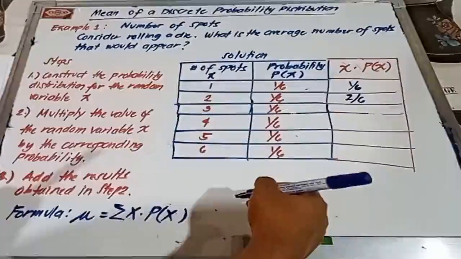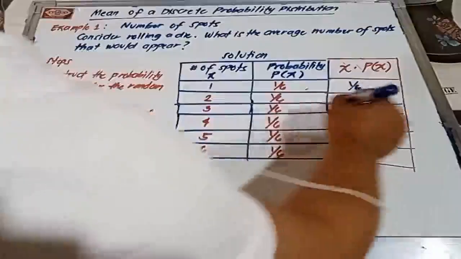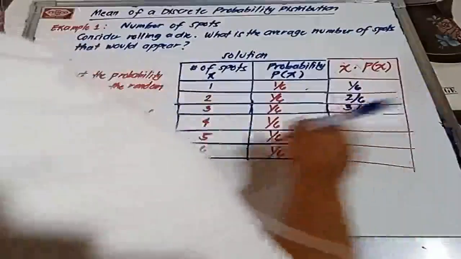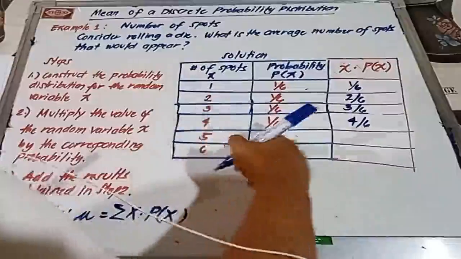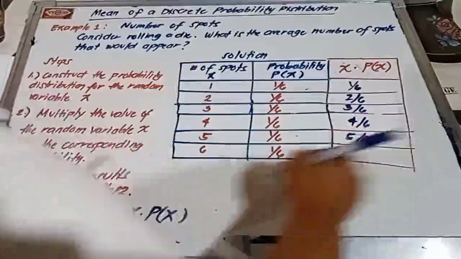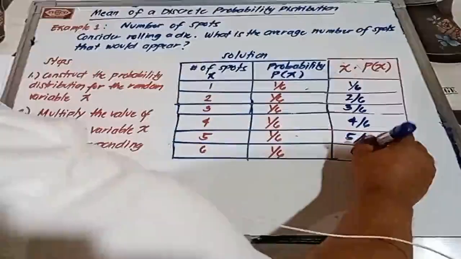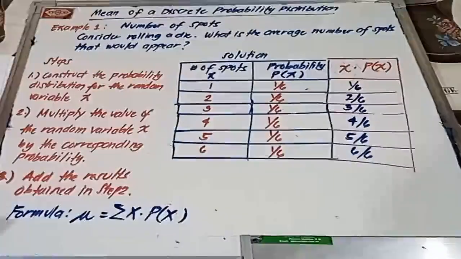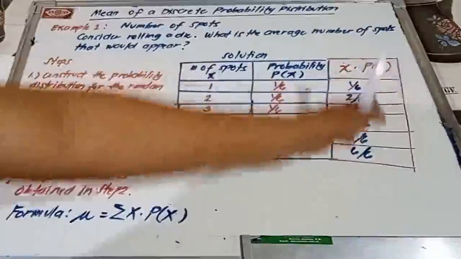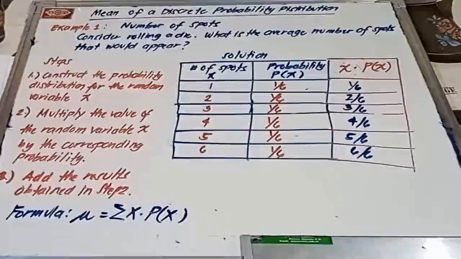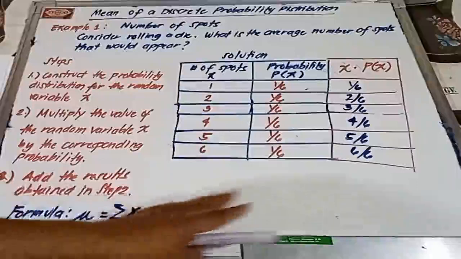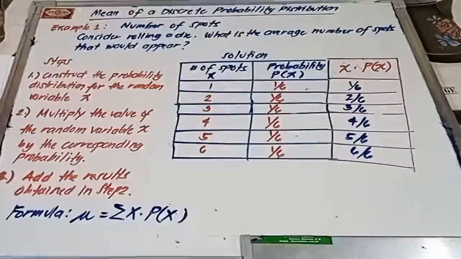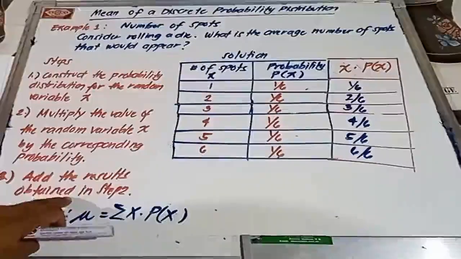Huwag na muna natin i-simplify yung fraction. 3 times 1 over 6 is 3 over 6. 4 times 1 over 6 is 4 over 6. 5 times 1 over 6 is 5 over 6. 6 times 1 over 6 is 6 over 6. Now, kaya ako hindi muna pinapasimplify yung mga fractions na yan kasi mas madaling gawin yung step number 3 kapag pare-parehas ng kanilang denominators. So we have add the results obtained in step 2.